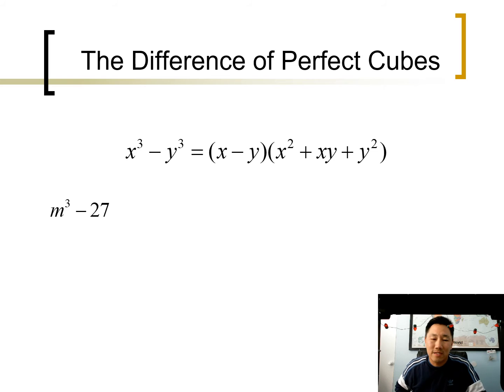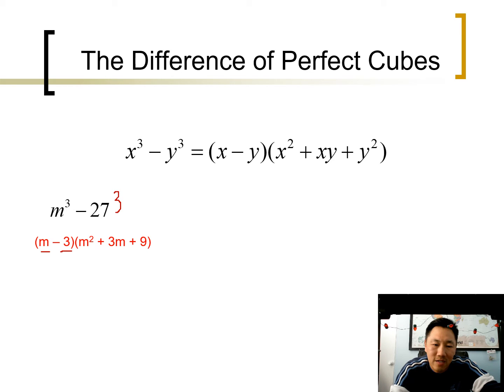m cubed minus 27. You should recognize that the 27 is a perfect cube. It is 3 times 3 times 3. 3 times 3 times 3 is 27. So we can use the formula to factor. m minus 3, because this is the same thing as 3 cubed. So that's the 3 that we're looking at. And then it's the m squared, and then the m and the 3 together, and then it's the 3 squared, which is 9. All right, so that's how you factor those.